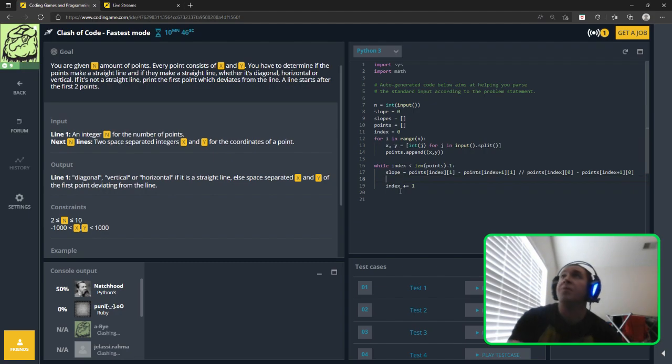I don't know if that's going to be right, but we're going to add it. So slopes dot append slope. So now that should calculate all the different slopes, and now we need a way of determining if all of these slopes are diagonal, vertical, or horizontal.